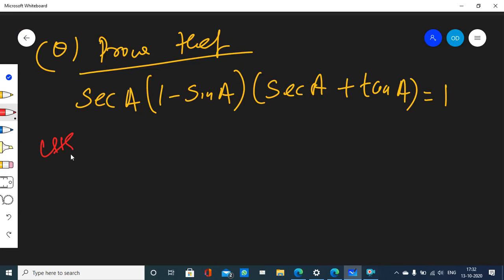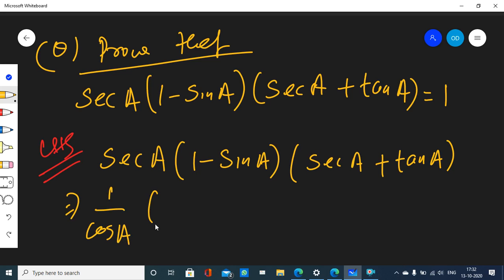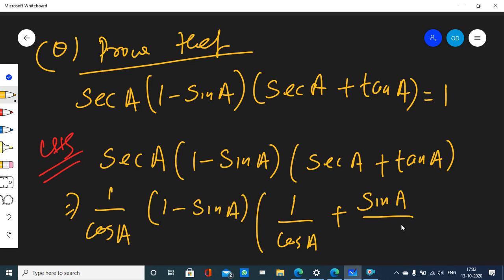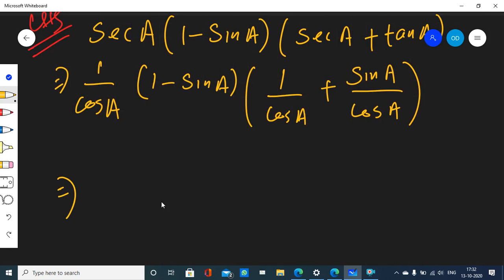So let's prove it. Let's go from the LHS. Well, on the LHS, what do we have? Sec a into 1 minus sin a into sec a plus tan a. Well, sec a is 1 by cos a. And let's not disturb 1 minus sin a for the time being. Let's leave it as it is. And sec a here is 1 by cos a, and tan a here is sin a by cos a. Is it not? Okay. Get it?